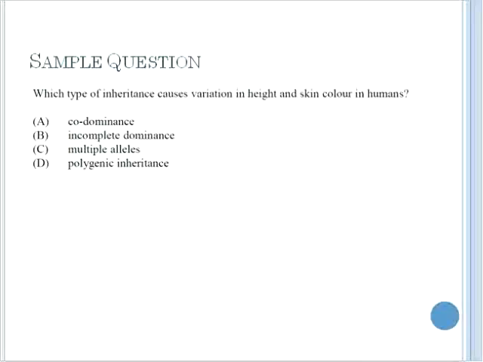In past public examinations, there have been questions on this topic. For example, what type of inheritance causes variation in height and skin color in humans? Codominance deals with both being expressed at the same time. Incomplete dominance involves a third intermediate phenotype. Multiple alleles would deal with blood types, which we'll look at in a later MLO. The correct answer is D, polygenic inheritance.